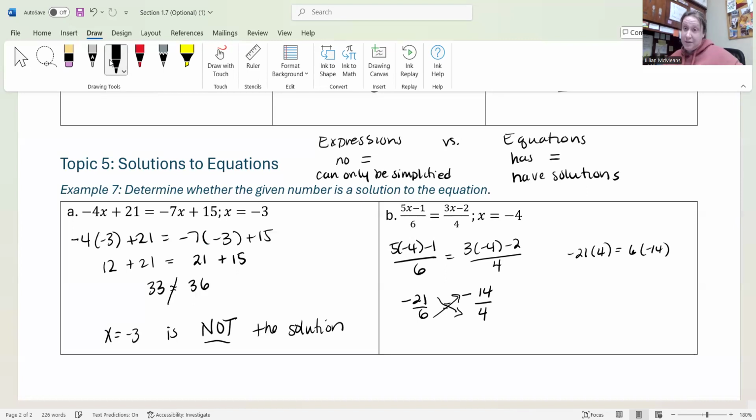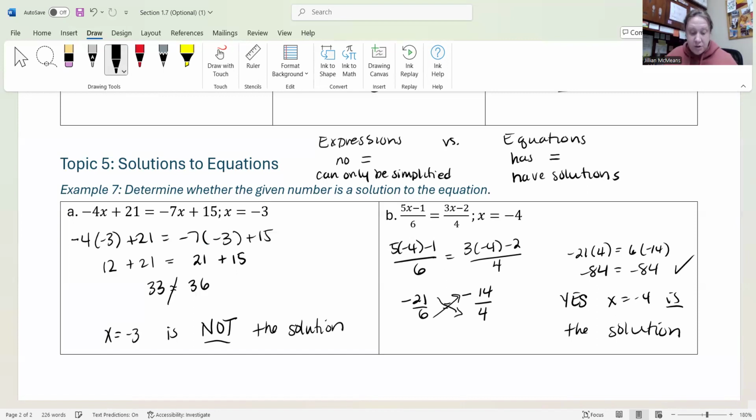So just for the sake of time, I'm going to cheat and use my calculator, even though I really harped on knowing how to do some of these calculations by hand. So let's see, we get negative 21 times 4. That gives me negative 84. And then 6 times negative 14 gives me negative 84. So because the cross products are equal, we can say yes, x equals negative 4 is the solution to this equation.